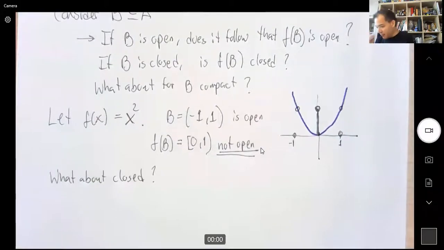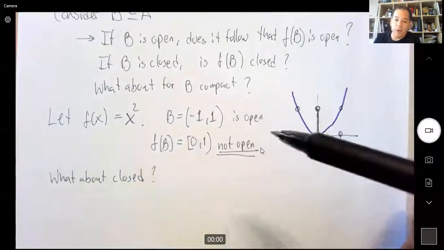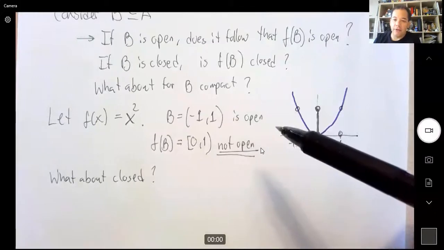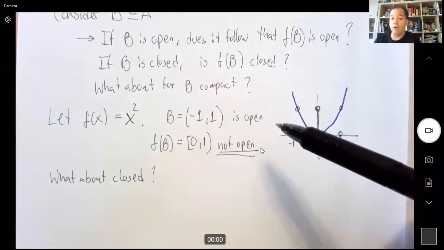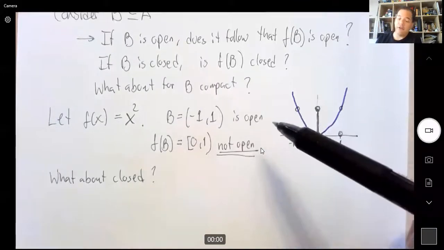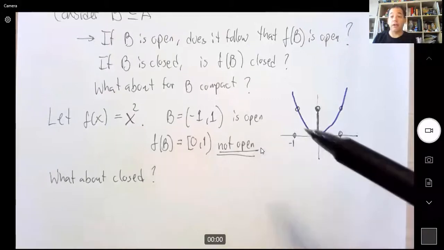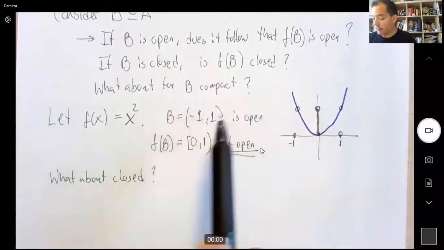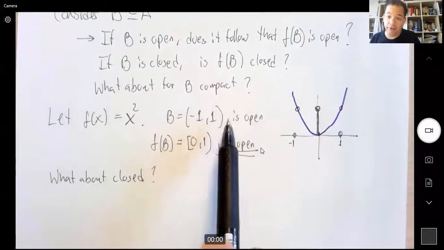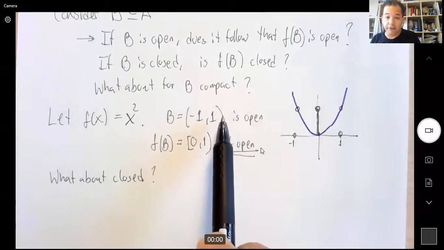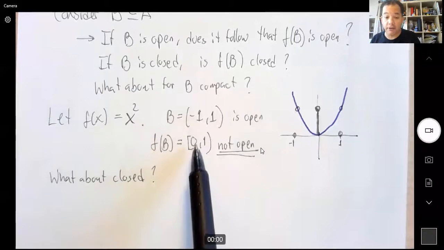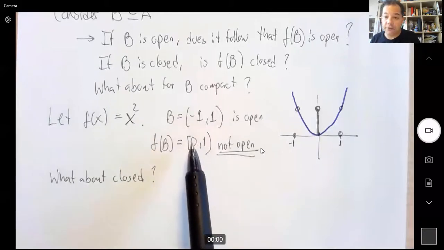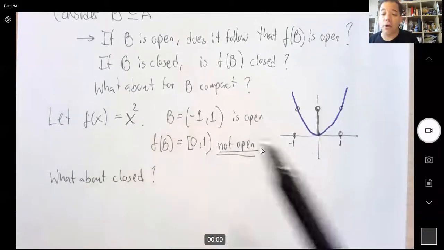And again, one thing we could do is try to look at the complement, right? If you know already that it doesn't work for open, then I don't think it's going to work for closed, because we can look at the complement. The complement of this set is closed, and the image of the function will be the complement of this one, and the complement of this one will not be closed. So that's one way of doing it.